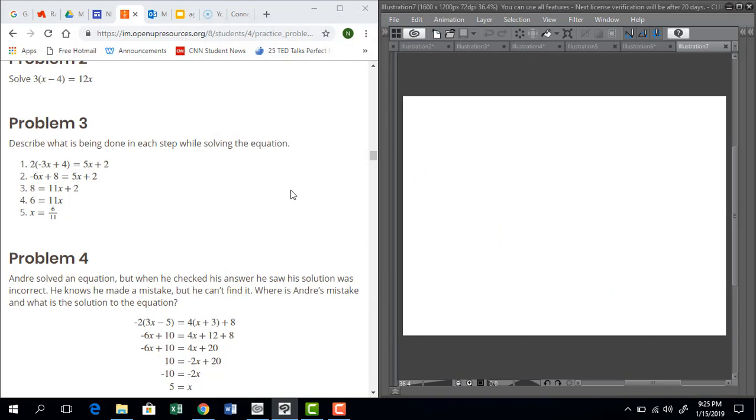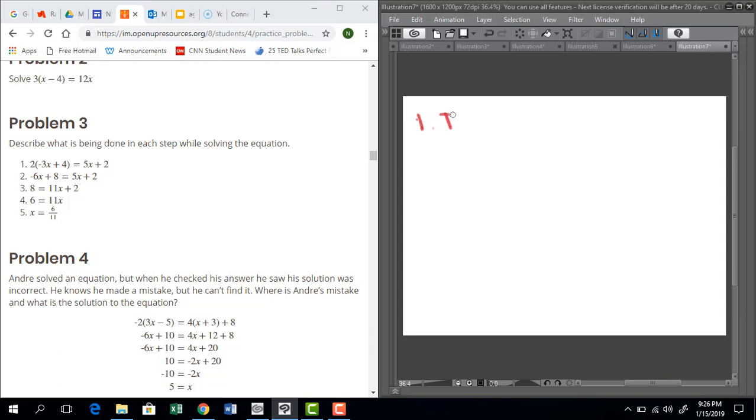Okay. All right, and the next one, problem number 3, says describe what is being done in each step. What has been done in each step while solving the equation? Well, if you look in the first step, they distributed. They took the 2, multiplied it by the negative 3x, and got negative 6x, and multiplied 2 times 4 and got positive 8. That's all they did for the first step. So the first step was distribute the coefficient, which was 2.